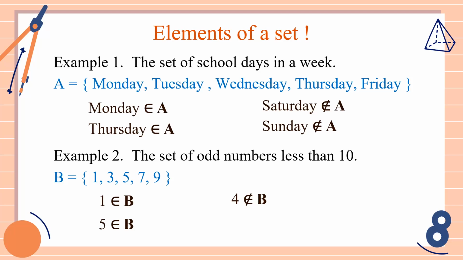Once again, class, do not forget 4 is not an odd number and you cannot see 4 in the given braces. So 4 is not an element of set B. And then we can also say that 6 is not an element of set B because 6 is not an odd number and we cannot see 6 in the given set B. So therefore, 6 is not an element of set B.